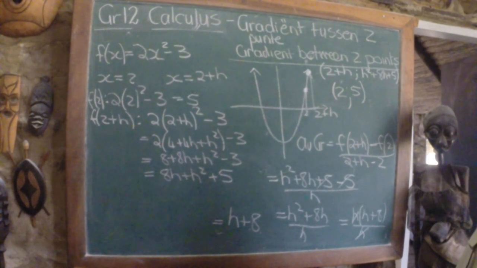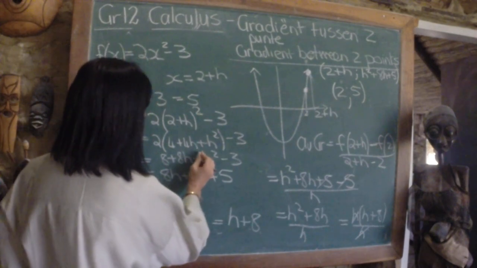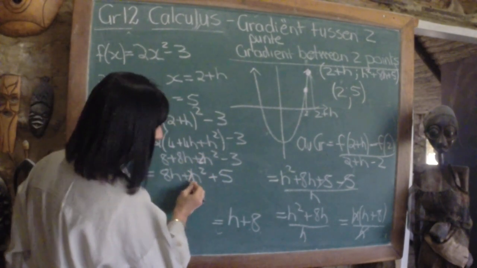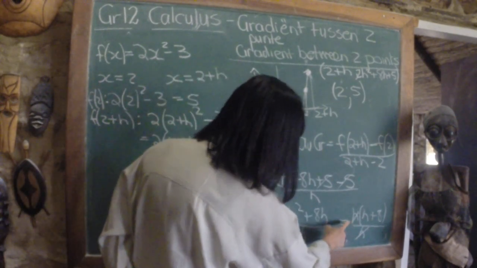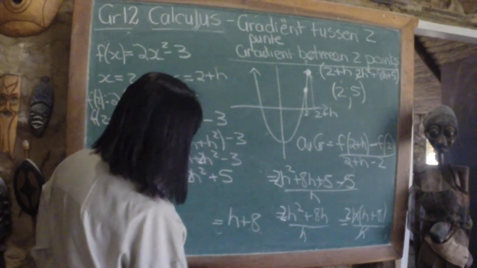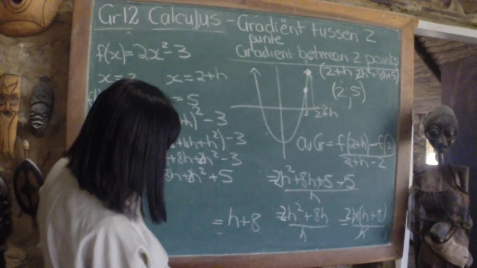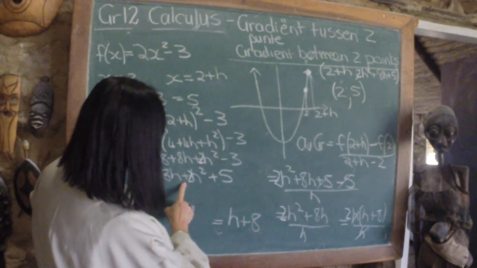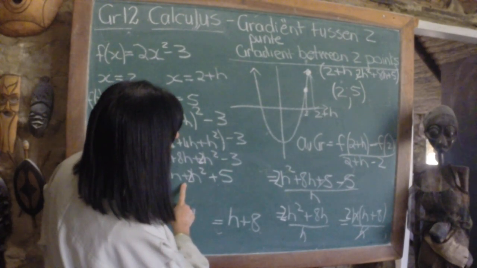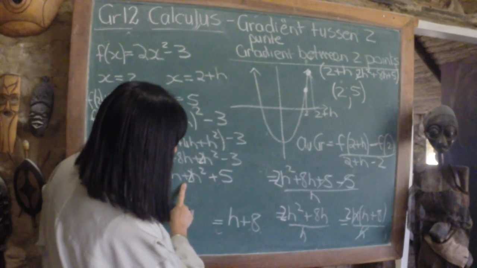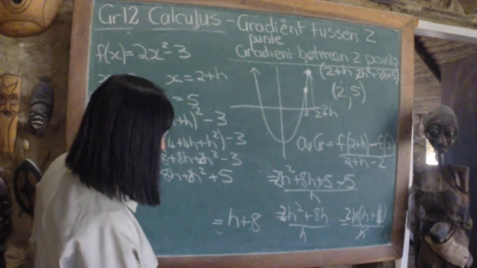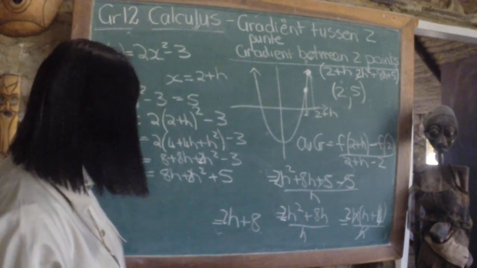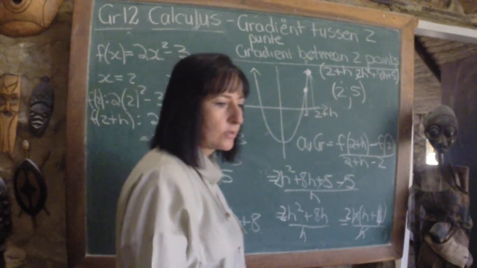Let me just check. I made a mistake over here. Multiplying the 2 in, it must be 2h squared, né? 2h kwadraat. So ek het hierso vir 2h kwadraat plus 8h, 2h kwadraat plus 5 minus 5. Okay, that's going to be then plus 4. If I take out the 2, it's going to be 2h plus 8. Goed, dis my gemiddelde gradient van daardie twee koördinate.